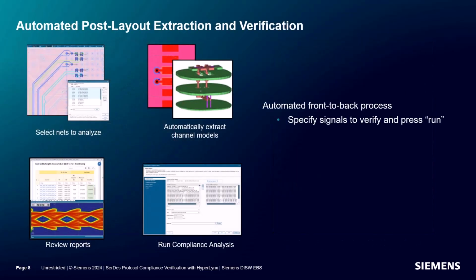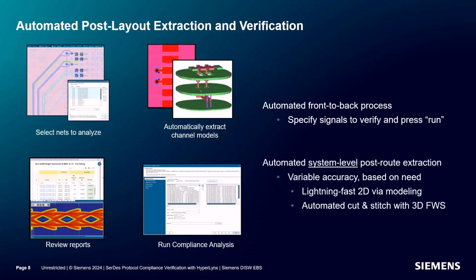How does Hyperlinks allow you to verify all of your serial links? By automating the entire extraction and analysis process front to back. You identify the nets of interest and the serial link protocol you're using, and Hyperlinks does the rest. Hyperlinks does all the topology extraction and modeling automatically, allowing you to trade off accuracy for turnaround time. 2D via modeling is lightning fast, and the 3D cut and stitch flow is fully automated.